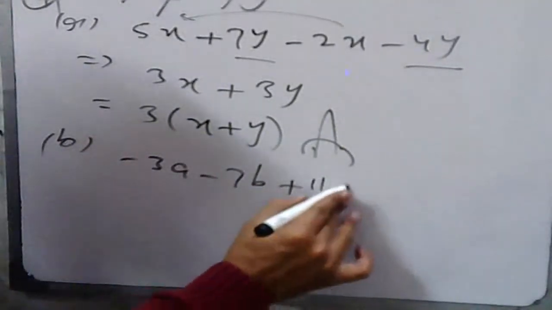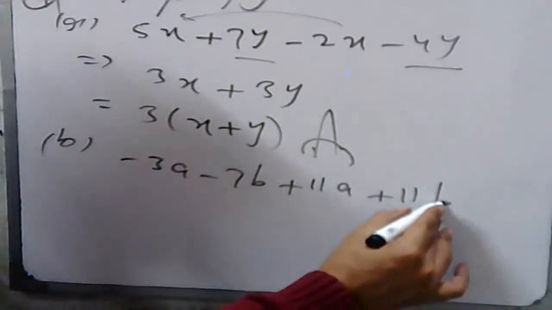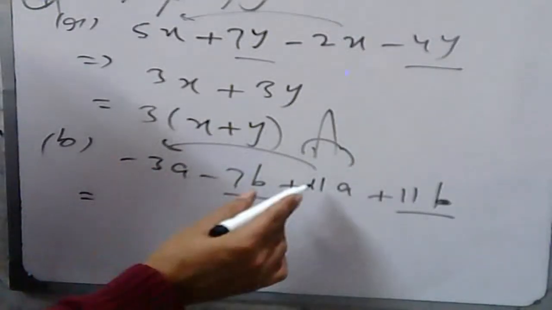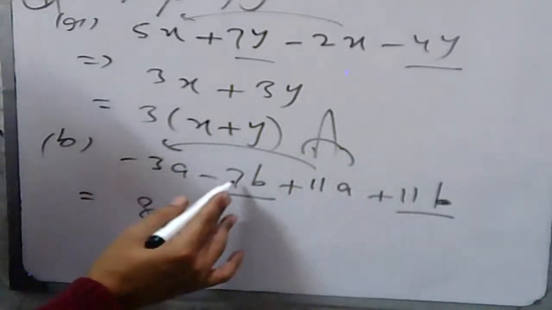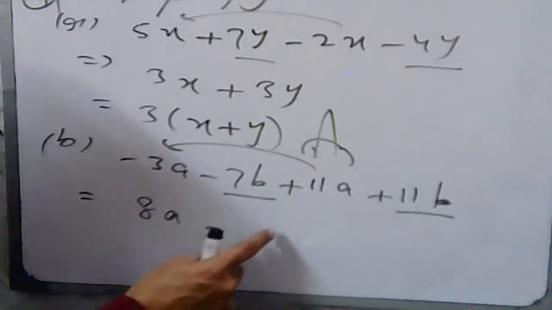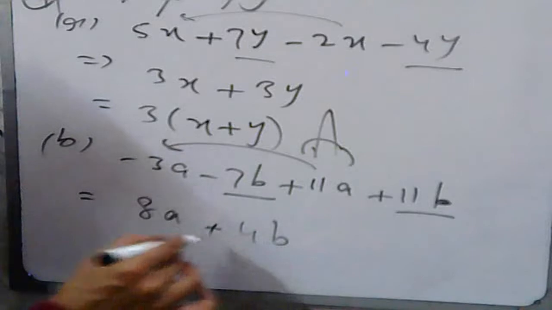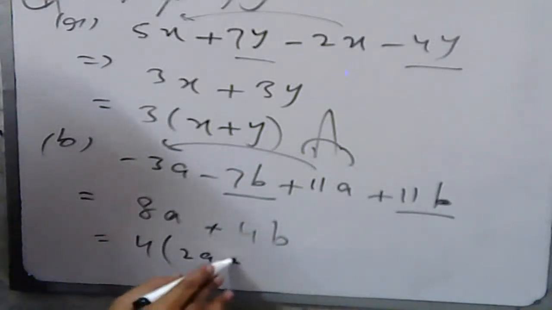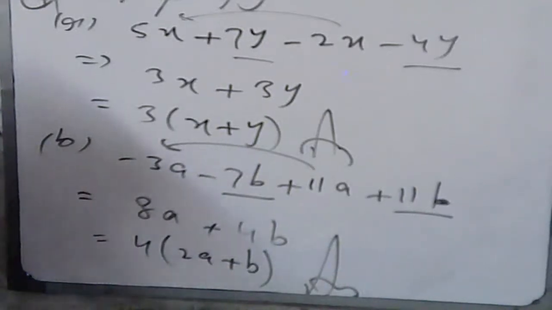Similarly in B portion, minus 3a minus 7b plus 11a plus 11b. Homogeneous terms should be added or subtracted, b and b, a and a. So you will get 8a, and 11 minus 7, 4b. The greater value sign should be used, it is plus. So you can take 4 common, so divide it, 2a plus b. That is the result.